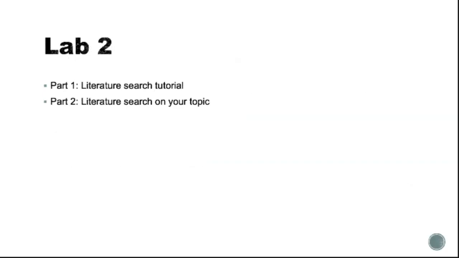For your lab assignment, there's two parts. The first part is a literature search tutorial through the Cal Poly library, and then you're actually going to conduct a literature search on your research question.